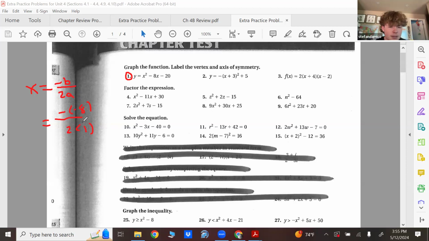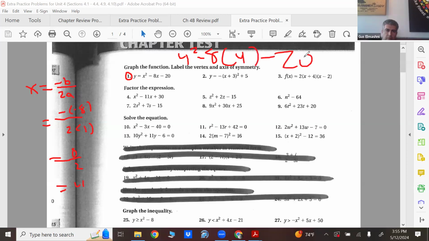Wait. There'll be negative 8. It'll be positive 8 over 2 times 1. Positive 8 over 2. Okay, good. What's that going to be? 4. Good. Now plug 4 back into the equation. What do you get? Do it methodically. Here, I'll write it out for you so you know what you have to do.